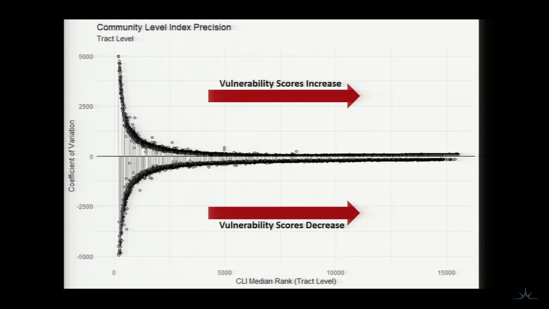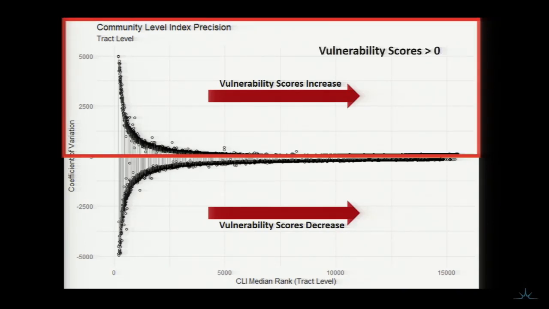This is a typical output from a Monte Carlo simulation. What we're seeing here is that on your x-axis, you're seeing the average median rank. As you run through the process 1,000 times for your Monte Carlo, this is your average vulnerability score. On your y-axis, you're looking at the coefficient of variation. So how much imprecision is there? How much variability in your index rank across the runs do you see?